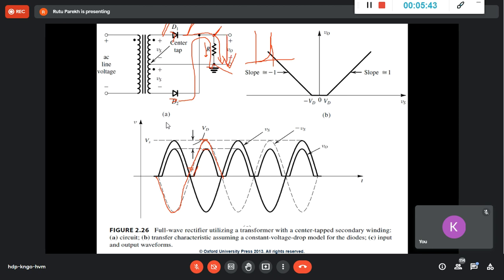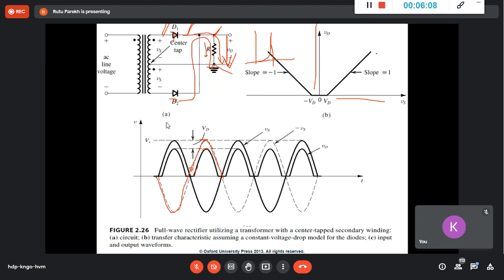Okay. And that's why when it is a negative cycle also, you get a positive half. For the negative cycle, you get a positive half, because the current is flowing from this direction to this direction, and this is your output voltage. And this is the voltage input and output versus time. And this is your input voltage versus output voltage.